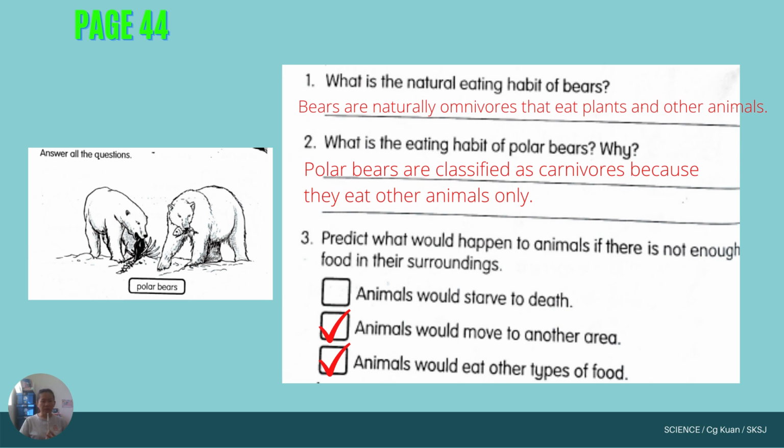Question 3. Predict what would happen to animals if there is not enough food in their surroundings. Animals would move to another area to look for food. Animals would eat other types of food. This is changing their eating habit.